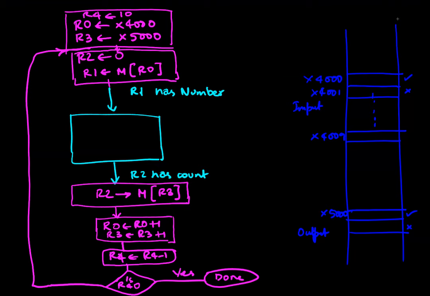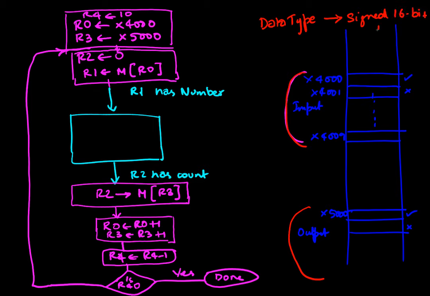So let's recap what we learned. What we saw in this simple example is that an array is a collection of items. So this is what we call an input array, and this is where we're storing our output array. In this example, each item in this array is of the same data type, which is an unsigned integer. In our case, it doesn't really matter. In LC3, they're all signed, so they're all signed 16-bit integers.